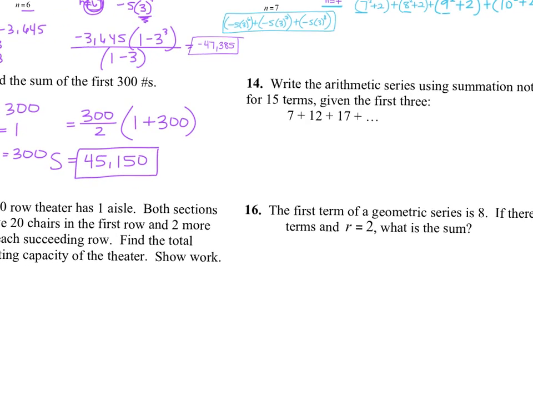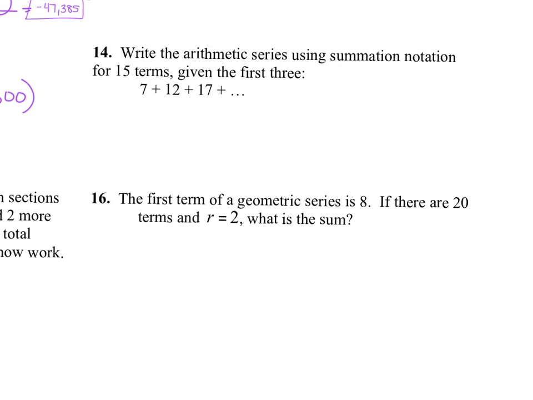Okay. Number 14, write the arithmetic series using summation notation for 15 terms, given the first 3. Arithmetic series, okay, is what we're writing here. But it also says using summation notation or sigma notation, okay? So if you look here, 7 to 12, 12 to 17, we're adding 5 each time.